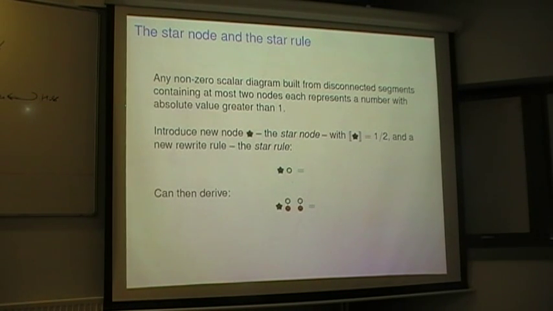Now we have this new rewrite rule, the star rule, which does match the empty diagram, and that allows us, as I will show later, to in fact derive inverses for all non-zero scalars. So in particular, what we can derive is that this equality down here holds. The inverse for square root of 2 is just the star node and another copy of square root of 2, which makes sense, seeing as the star node has value half.